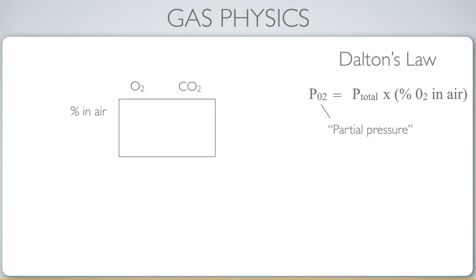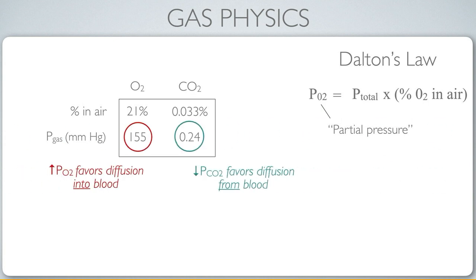So in the air, we have for oxygen, 21%. Carbon dioxide is tiny. We have 0.033% of the air that we breathe composed of carbon dioxide. Now, if we multiply those proportions into the atmospheric pressure at sea level, then we can find the partial pressures of the two. And because of that really high percentage, and we're multiplying those percentages by the same number, then not surprisingly, you get a really big number for oxygen.